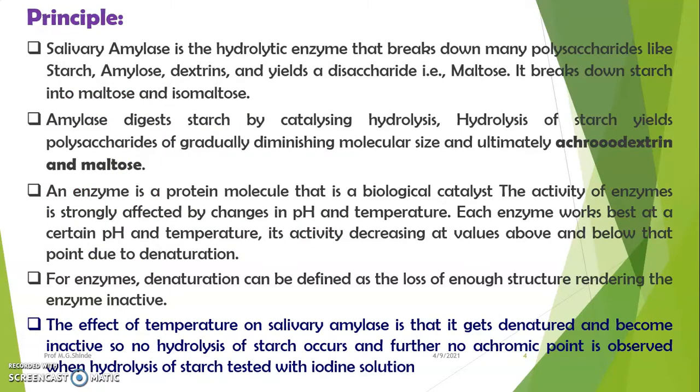The principle of today's practical is the effect of temperature on salivary amylase activity. Very first of all, salivary amylase is a hydrolytic enzyme that breaks down many polysaccharides like starch, amylose, dextrin and yields disaccharide molecules, that is maltose, isomaltose. It breaks down starch into maltose and isomaltose. Amylase digests starch by catalyzing hydrolysis. Hydrolysis of starch yields polysaccharides of gradually diminishing molecular size, and ultimately achrodextrin and maltose are produced.